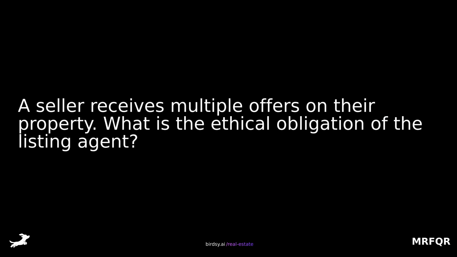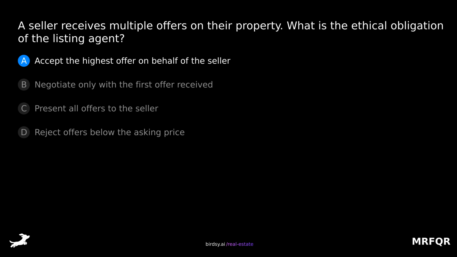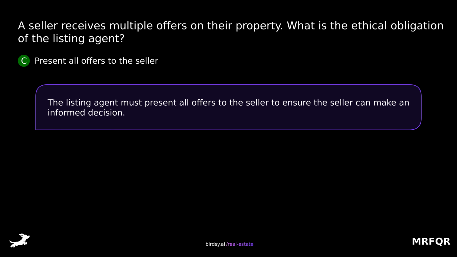A seller receives multiple offers on their property. What is the ethical obligation of the listing agent? Is it A, accept the highest offer on behalf of the seller, B, negotiate only with the first offer received, C, present all offers to the seller, or D, reject offers below the asking price? The answer is C, present all offers to the seller. The listing agent must present all offers to the seller to ensure the seller can make an informed decision.